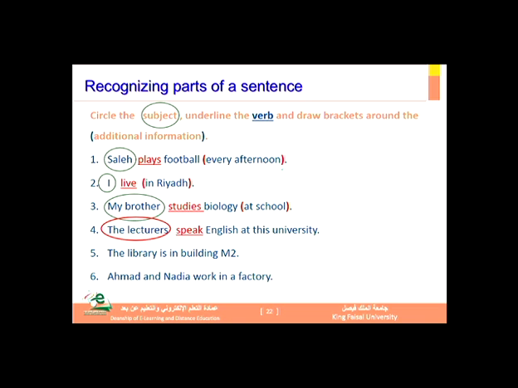They speak. So speak is underlined. What do they speak? They speak English. Give me more information. They speak English at this university. So we put brackets around the additional information.